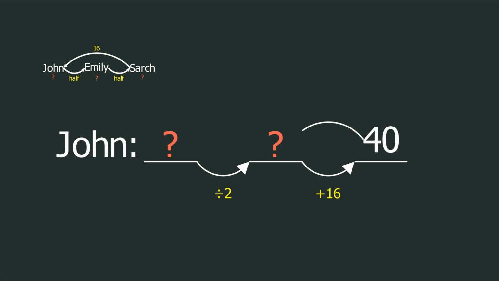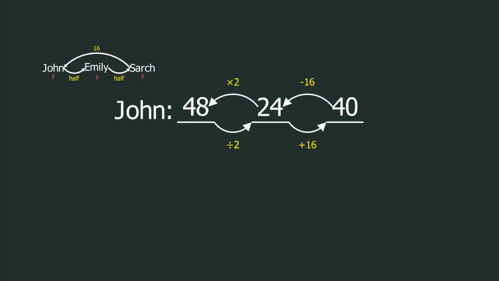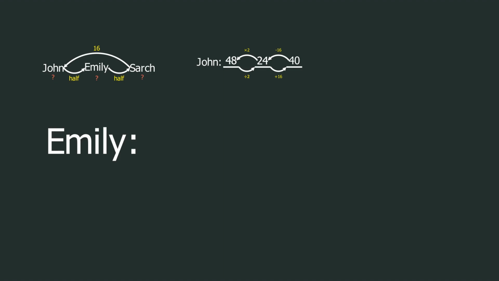Now, let's work backward. After gaining 16, working backward means subtracting 16, which gives us 24 here. Continuing to reason backward, dividing by 2 is the reverse of multiplying by 2. So we can conclude that John initially had 48 candies. Let's set that aside and look at Emily.